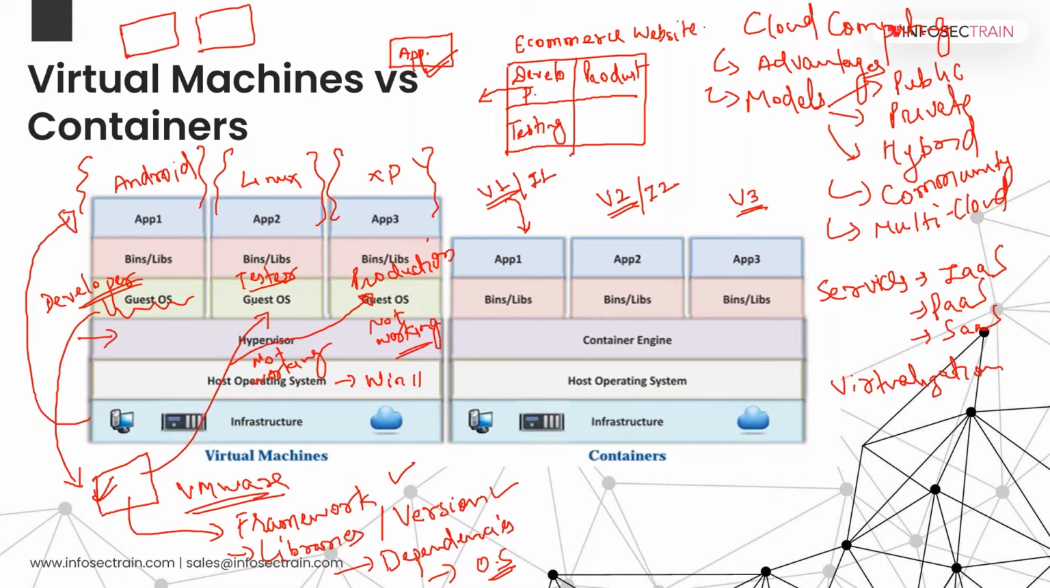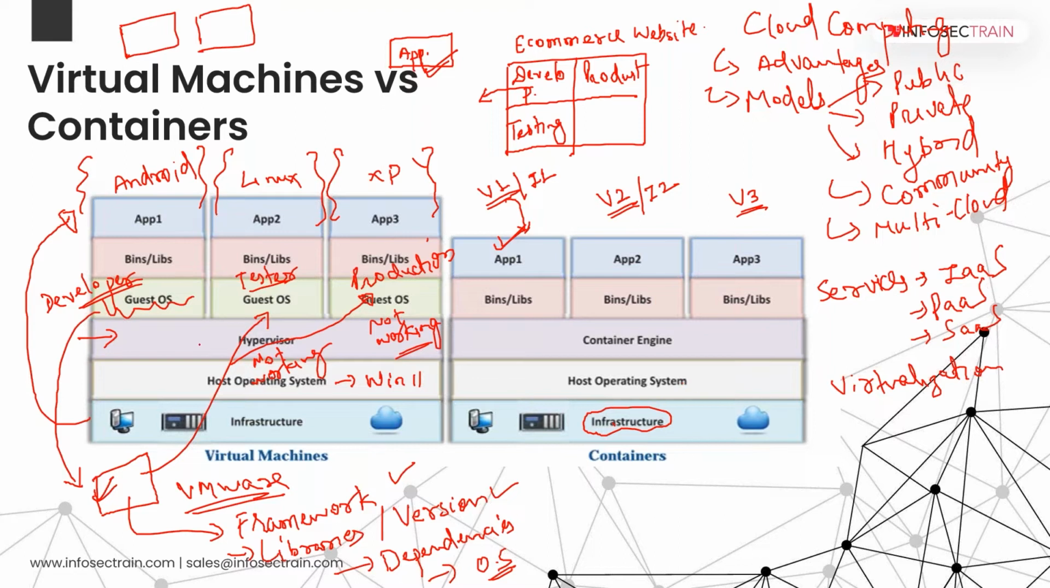Now according to the need of your user, they can select the image and they can run it on their system. That is your container. Okay, so when we define your container, containers are nothing, they will be hosted on the top of your physical server or your infrastructure and your host operating system.